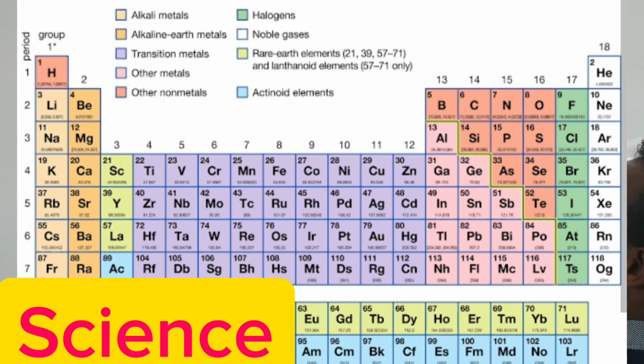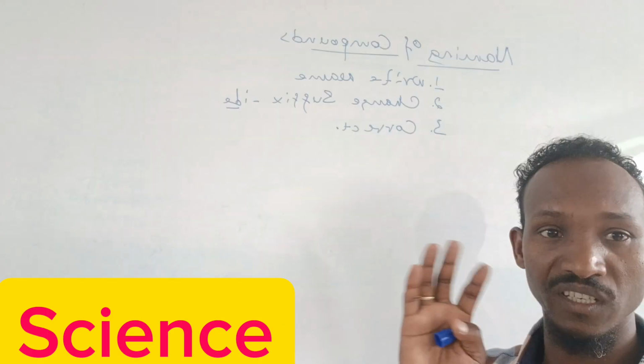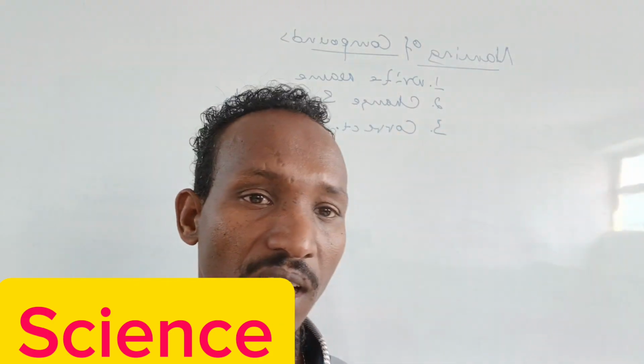The second step is to change the last part of the name of the non-metal into IDE. Change the suffix of the non-metal into IDE. And the third one is to write the correct name of the compound. So using these steps, we can write the name of different compounds.